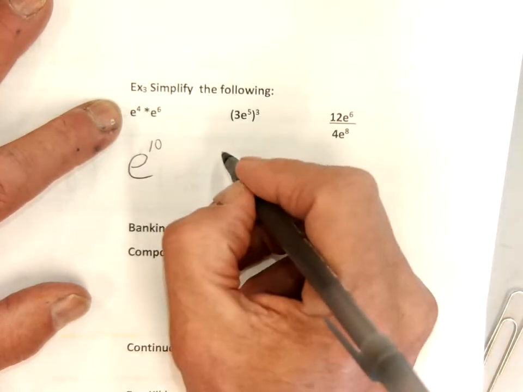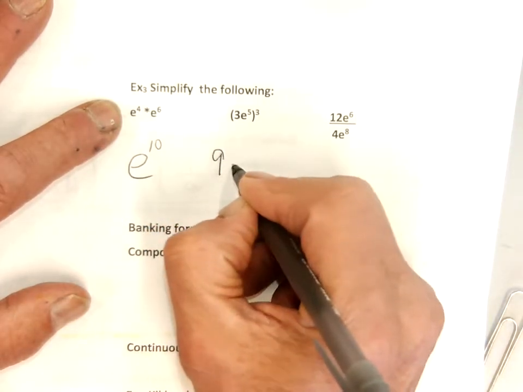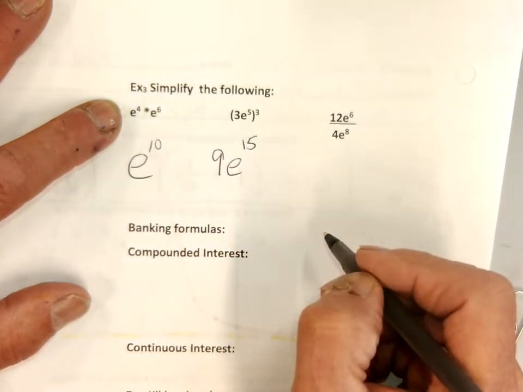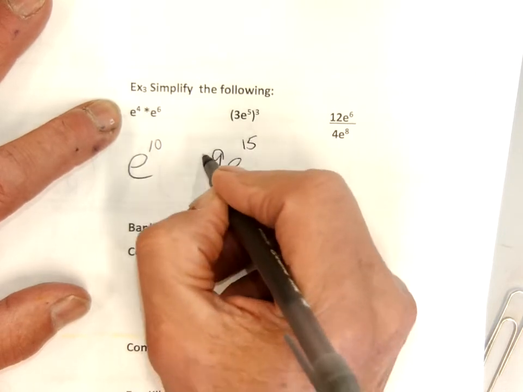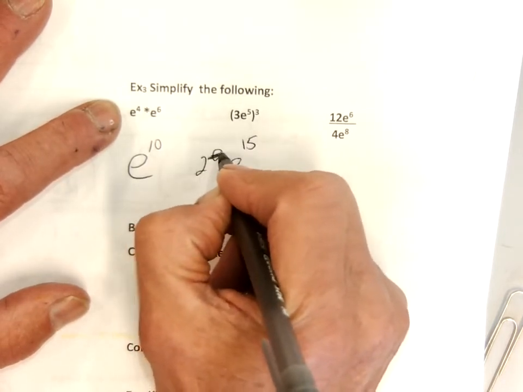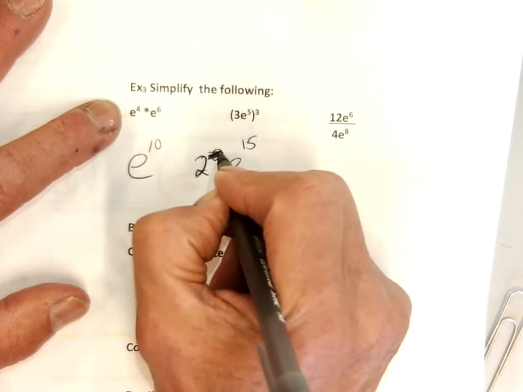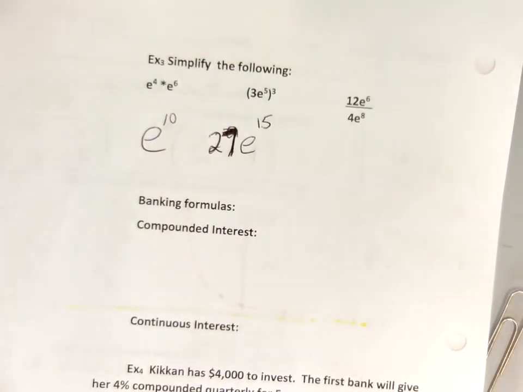That's it. I'm going to get a 9e to the 15. Oh my goodness gracious, who said that? Thanks, Kestrel. I made a mistake. Kestrel, thank you. That was my mistake. Okay, now, where did the 27 come from? 3 to the power cube. Where did the 15 come from? 5 plus 3. Easy, right?